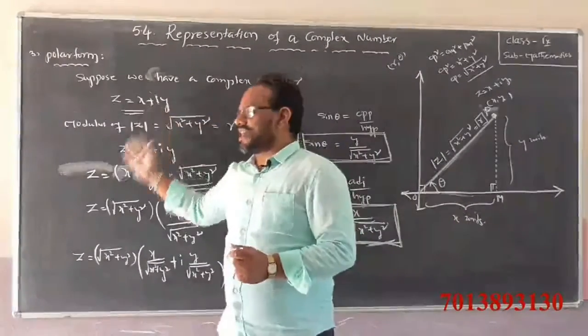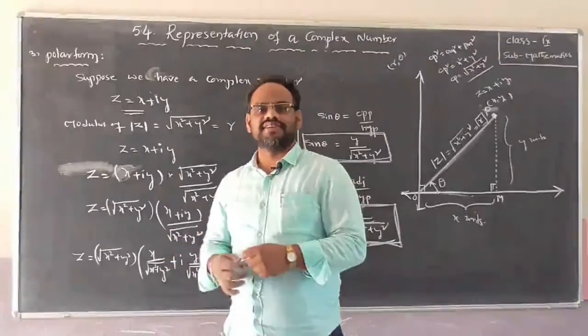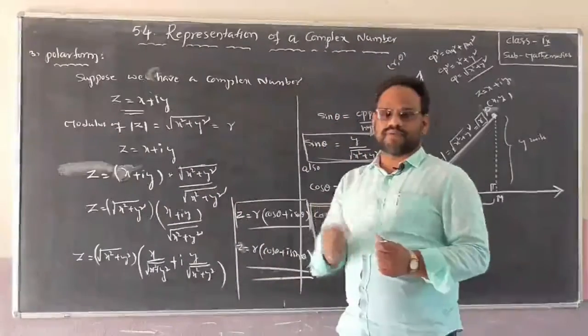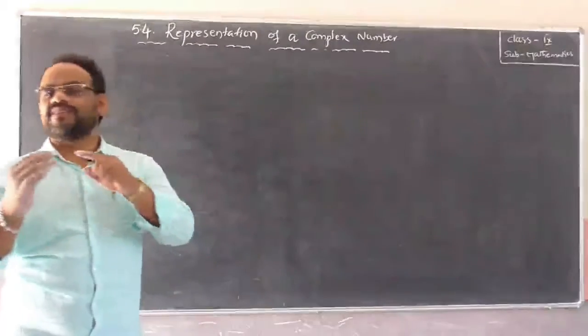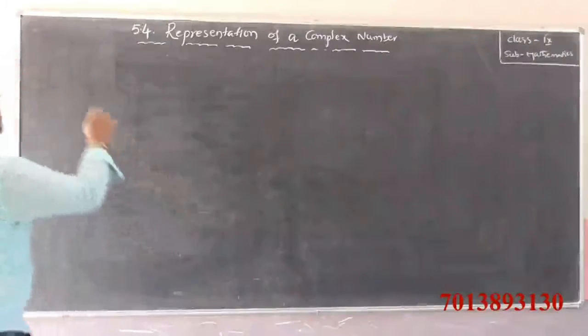We take z is equal to x plus iy, for example z is equal to 2 plus i root 3, or z is equal to 1 plus i root 3. This can be expressed in polar form. Let us discuss one example here: how to represent the polar form when the complex number z is given.